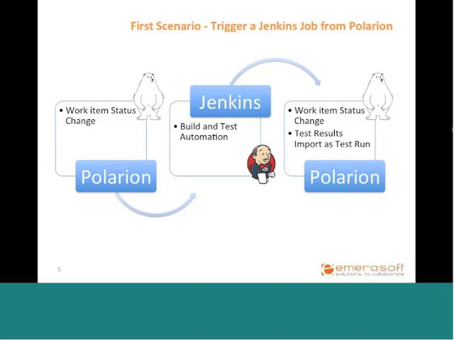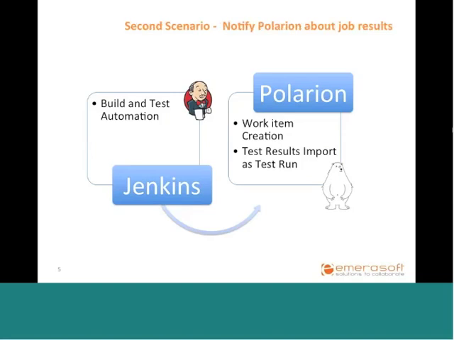The second way to use PJ is when you use Jenkins in continuous integration. In this case, jobs start with a crontab or by polling, and at the end of the job, Jenkins can contact Polarion, and again, it can create a test run with the test results or it can create a new work item. For example, if the build is a failure, you can create a defect or many other things.